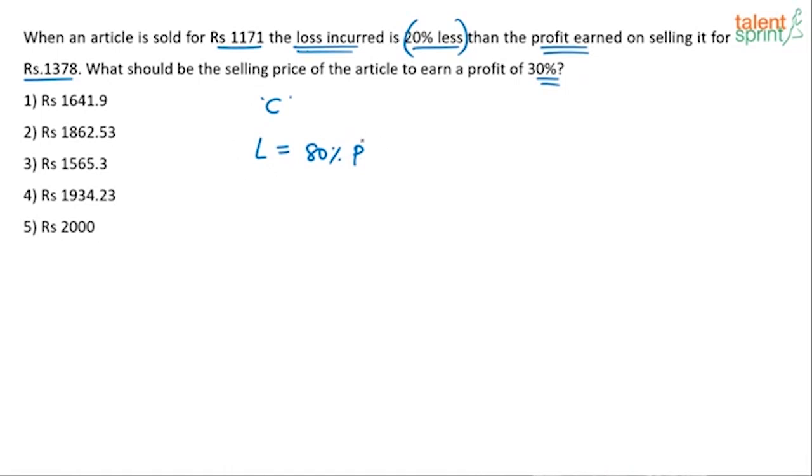You don't have to write this on paper. I am writing it so that I can explain what has happened here. Loss is 80% of P. That's it. Now simplify. What is loss? Cost price minus selling price. C minus selling price was 1171 in case of loss.